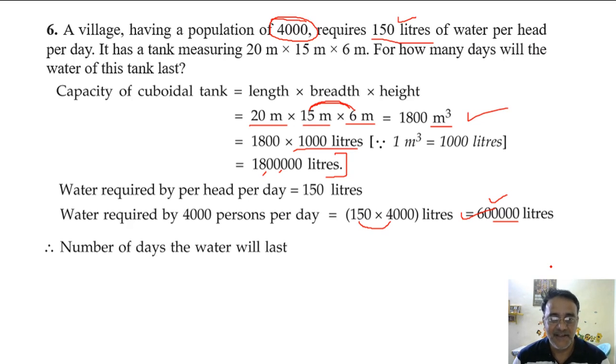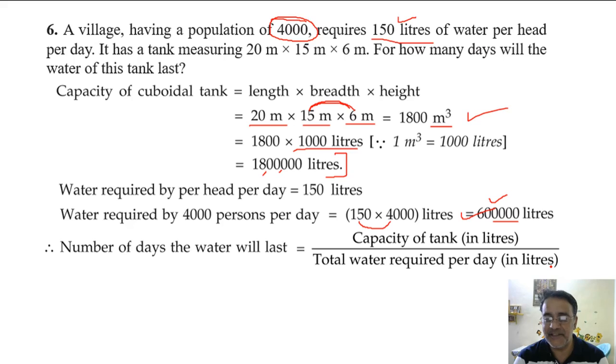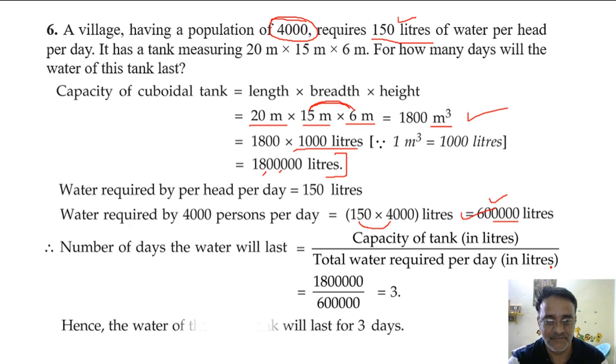Right. 3 days. So the number of days the water will last is equal to the capacity of the tank upon the total water required per day. That is 18 lakhs upon 6 lakhs, 3. So the answer is 3 days. Any doubt? No, sir.